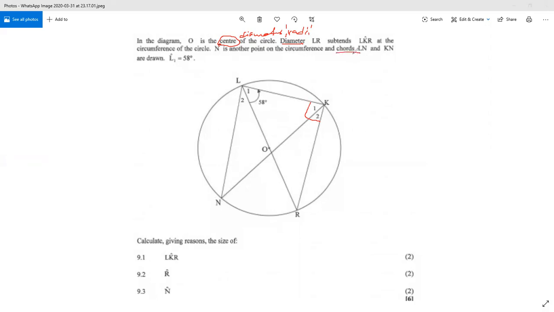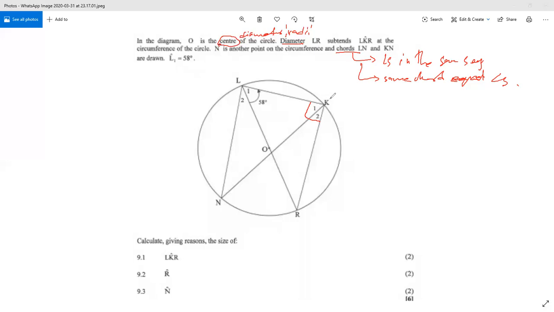What do we know about chords? From chords, we can get angles in the same segment. Or we know that equal chords... here we are not told if the chords are equal, so we can just say a same chord does subtend equal angles, okay? So that's what we know. As a matter of fact, here is the chord. Where is LN? Here it is. And where is KN? Here.